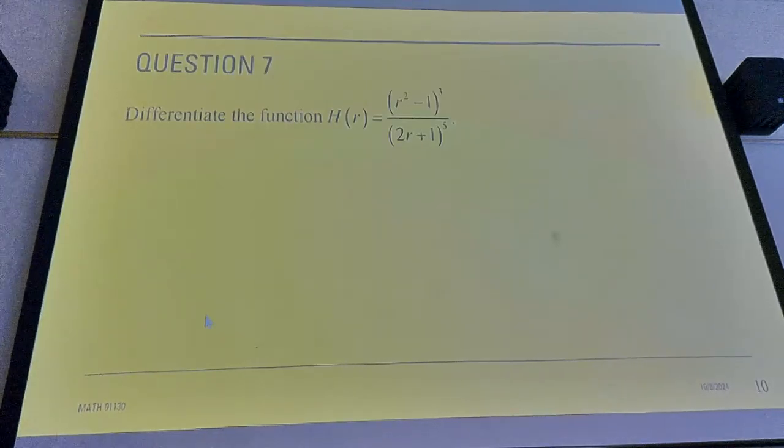So this one's going to be a little bit different. Big picture. What rule? Quotient rule. Now I have to take the derivative of the numerator. What kind of function is it? It's a power. All right, do that first.